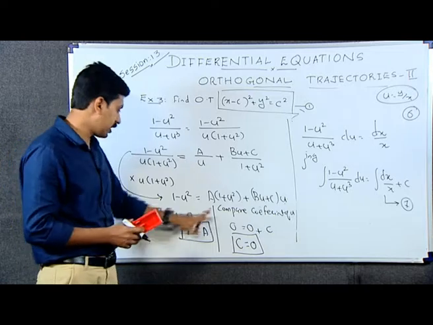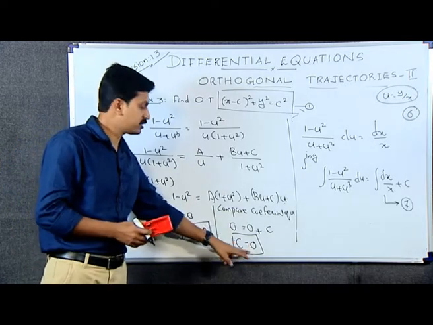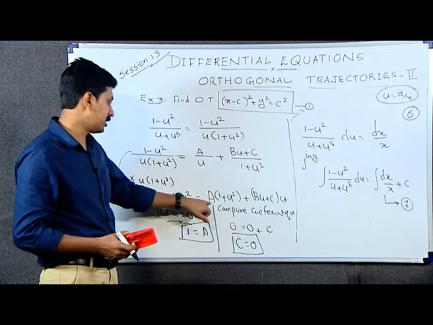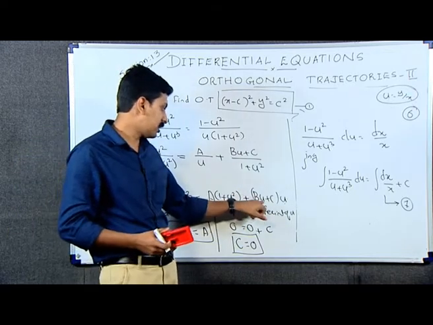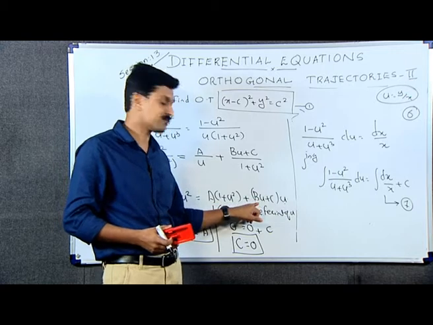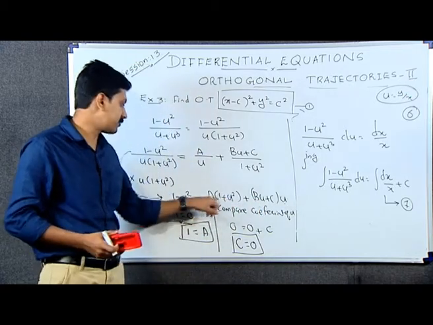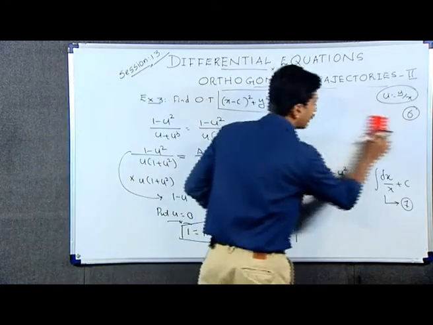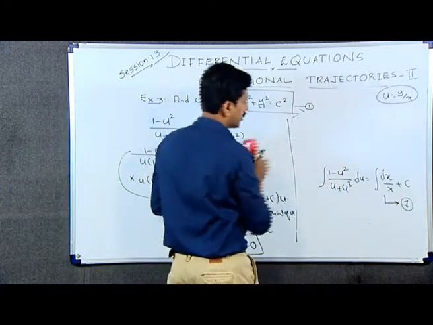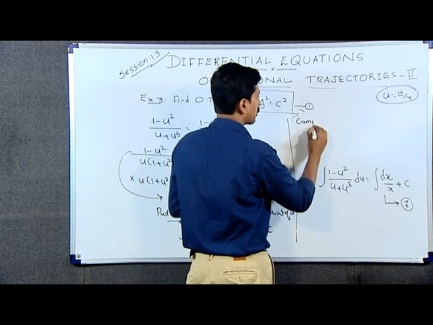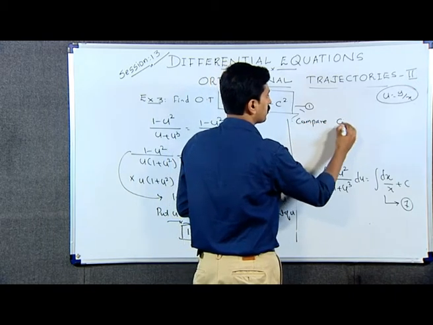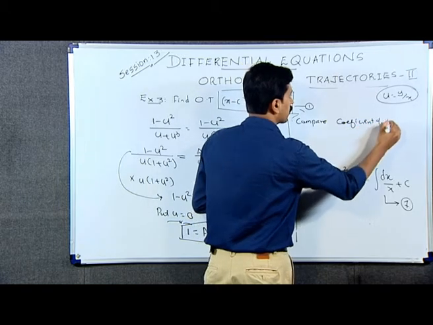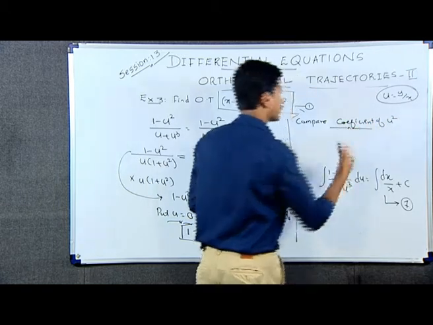Now, we found a and c; it remains only to find b. How will we find b? Here b is a coefficient of u square, and a is also a coefficient of u square, and here is a term of u square. So, compare the coefficient of u square.